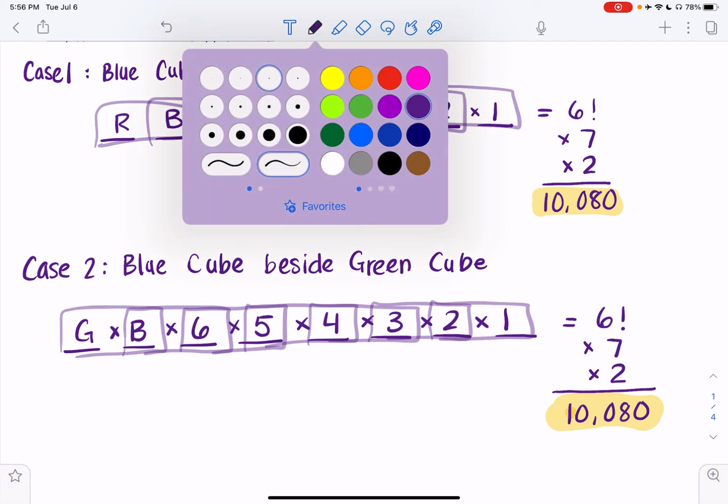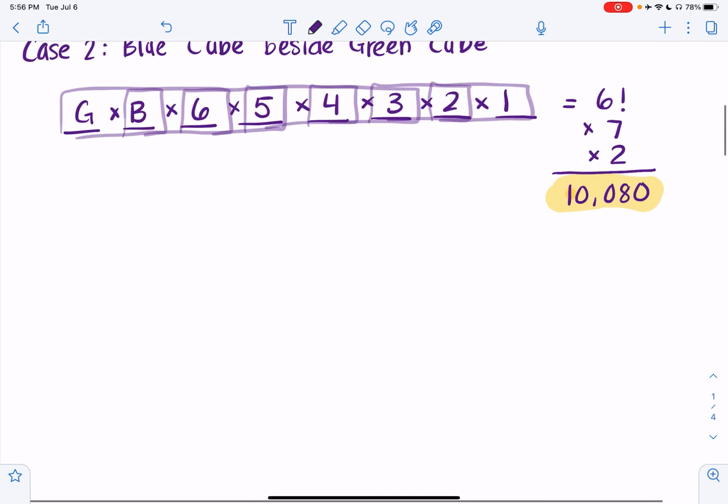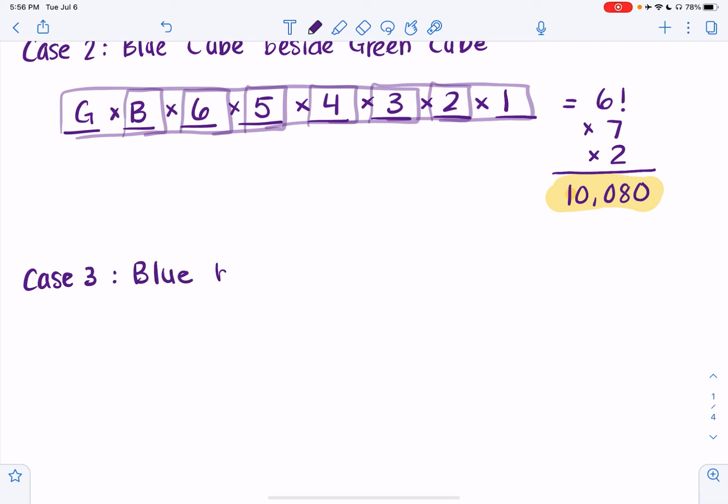So what we're going to do is figure out how many ways we can have blue right in between red and green and subtract that, because we accidentally added it 2 times, so we'll just subtract one of those. So we'll call that case 3. Our blue between red and green.